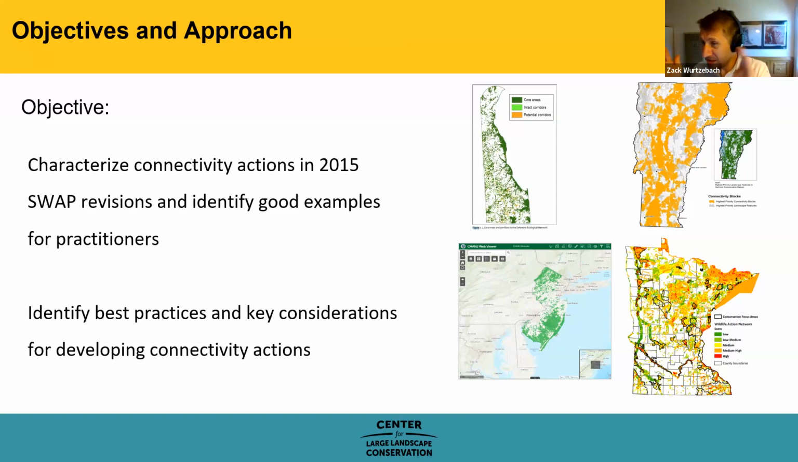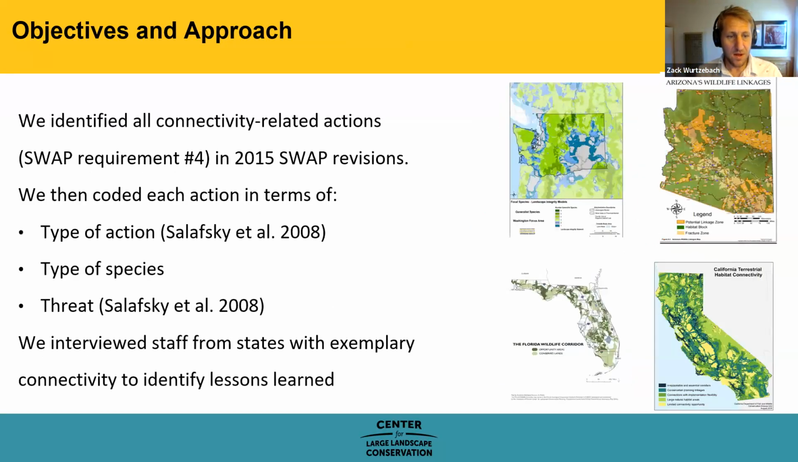And again, we just zoomed in on actions. We're really just looking at what states are saying they're going to do to maintain, restore, and advance connectivity. So once we pulled out all the connectivity actions, then we coded them.